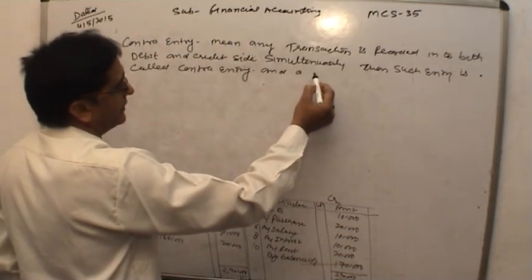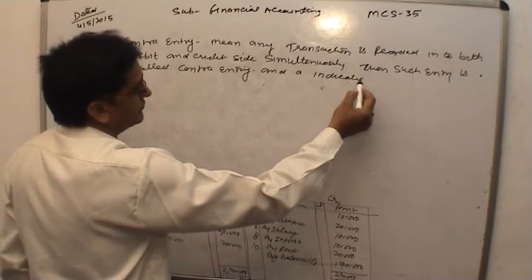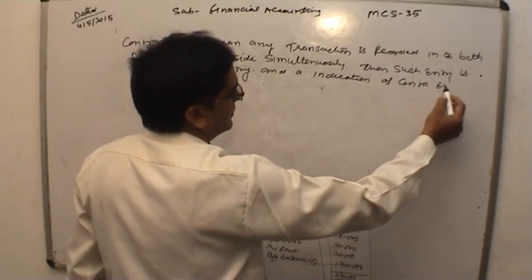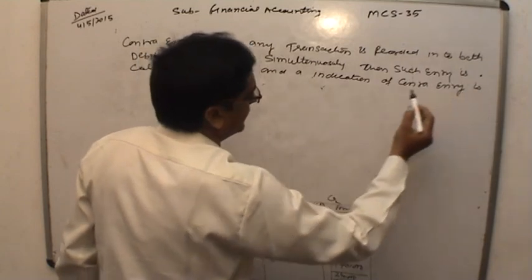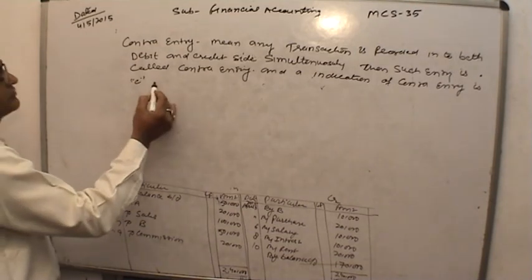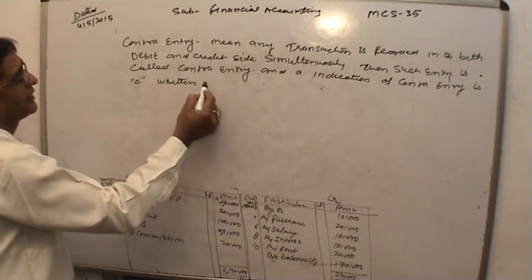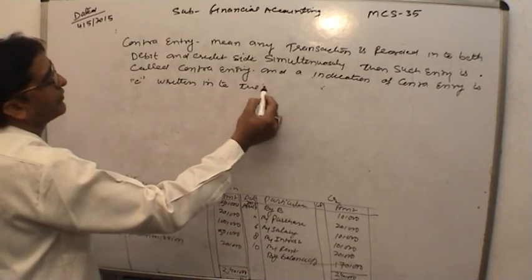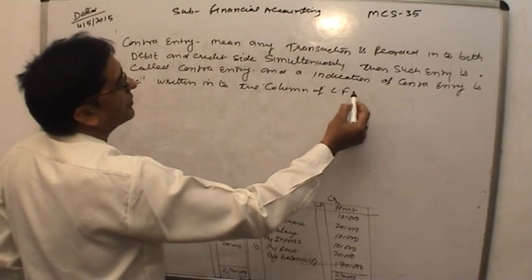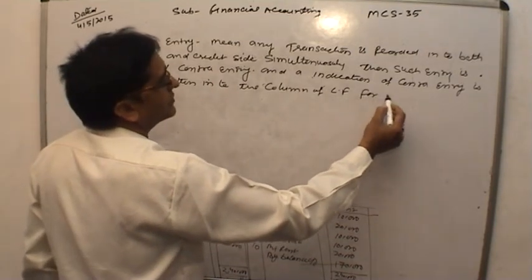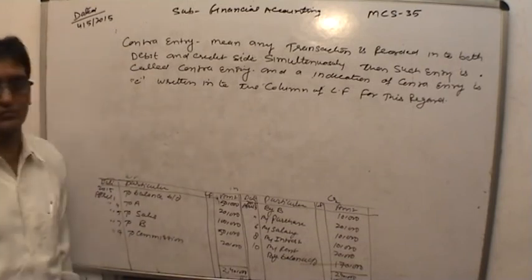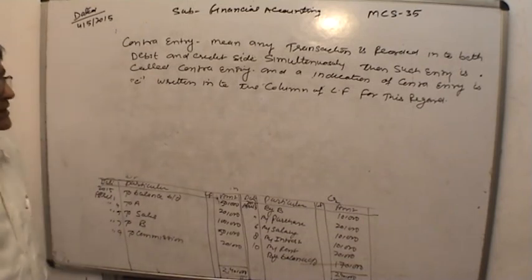And the indication of contra entry is C written into the column of ledger folio for this regard. And now the transactions.